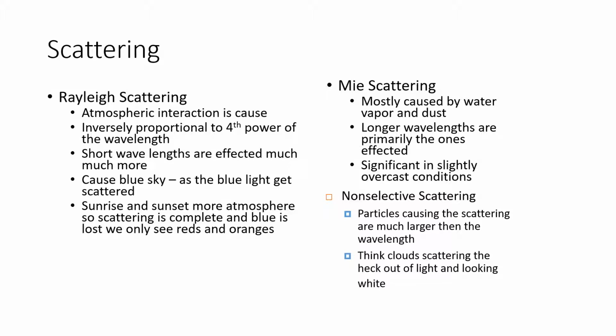Then there's non-selective, and this is what happens when the particles that cause the scattering are much larger than the wavelength. An example would be light hitting clouds, and the cloud looks white because it is reflecting all the energy.